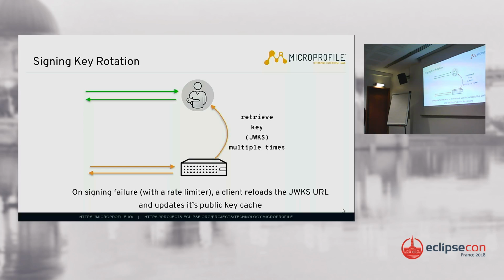So a lot of JWT clients are doing this. Don't, because that's an attack vector, and you can kill your SSO because of this. Well, you can kill your microservice because of this too, but killing the SSO is kind of hard. Well, it's not cool. So on verification failure, with a rate limiter, we will reload the JWKS key set, with a rate limiter, time period, or whatever.